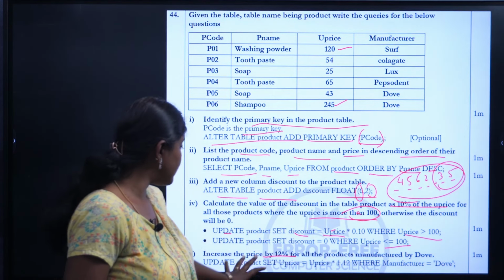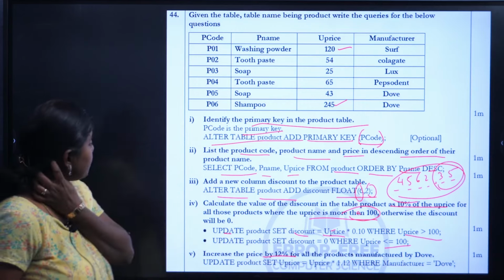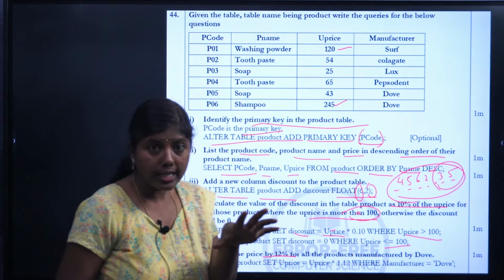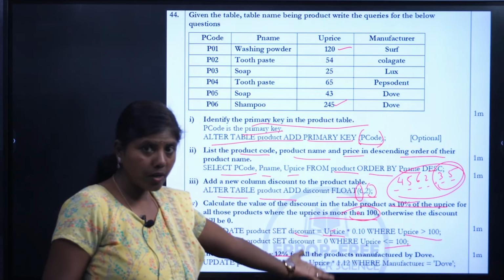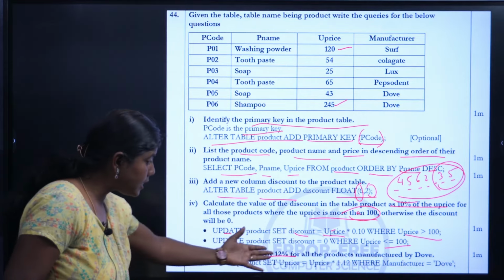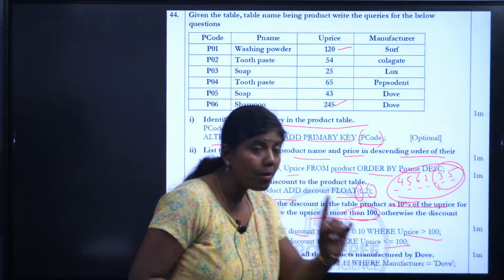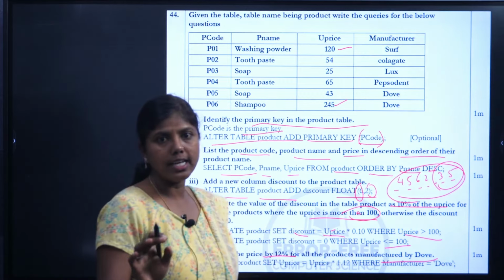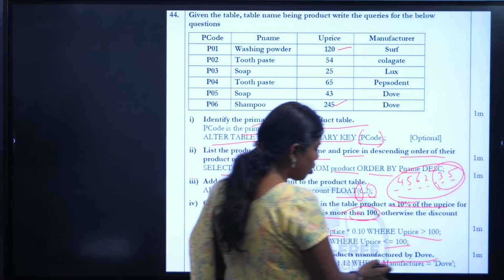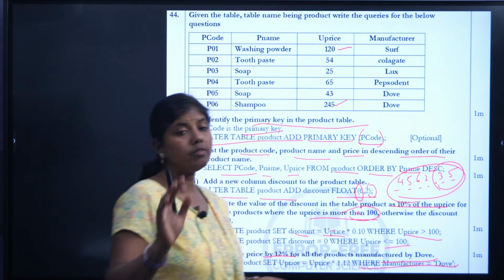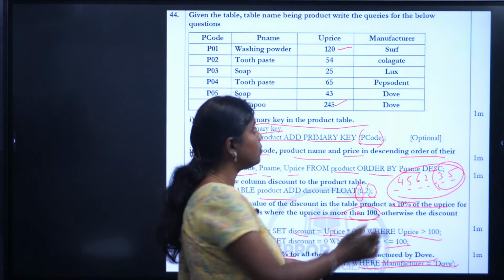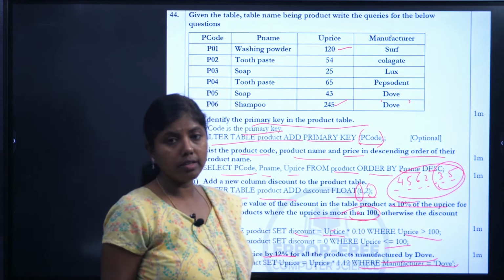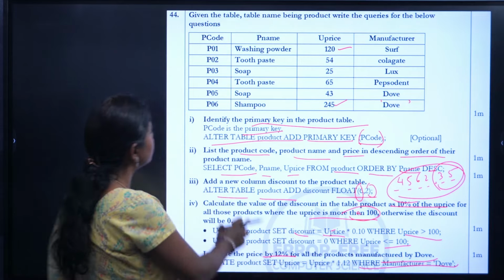Is the point clear? Yeah, that's what I was telling you here. Increase the price by 12% for all the products manufactured by Dow means you have to understand that you give 12% only. 12 divided by 100 only you give. Update product set U price equals 12%. But remember that only for this Dow product, not for all the products. That means you need to give a where clause here, where manufacturer equals Dow, but Dow should be given within the quotes, because it's a varchar or a character. Is the point clear? So that's all for the session.